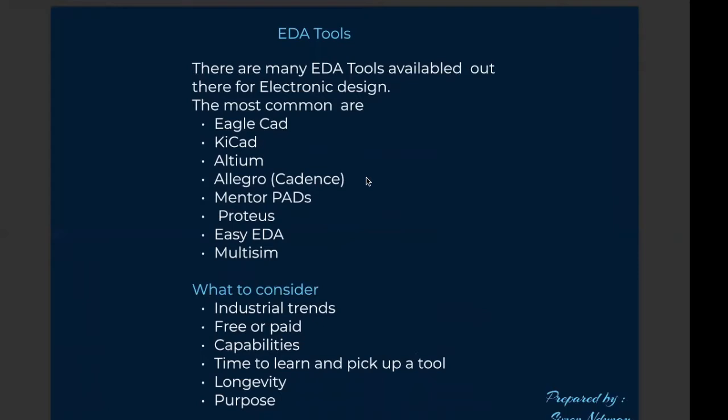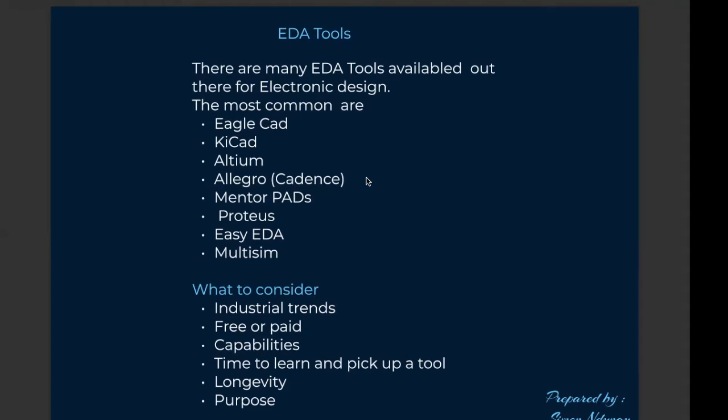Now you have to dive into the EDA tools. These are the tools that you're going to use, say, to design your circuit. And of course, we have several tools at our disposal here. We have EagleCAD, KiCad itself, Altium, Allegro, MetaPads. I mean, we have several. We have Proteus, we have EasyEDA, we have Multisim, and we are going to discuss all this. We are going to dive deep actually into all these EDA tools here in this program.